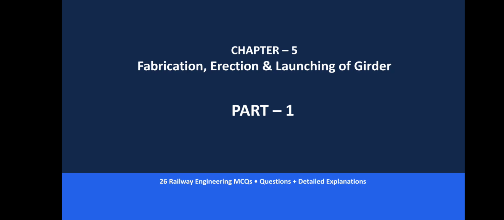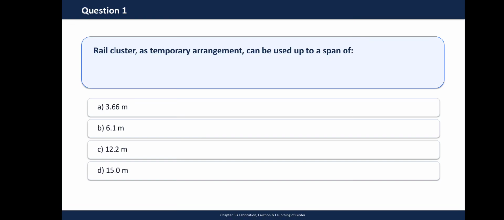Today we cover Chapter 5 Part 1 MCQs on fabrication, erection, and launching of girder. Questions 1 to 26. Question 1. Rail cluster, as temporary arrangement, can be used up to a span of options: A.